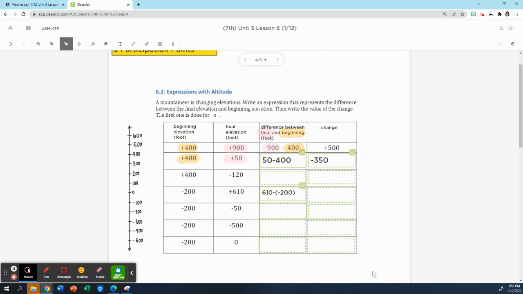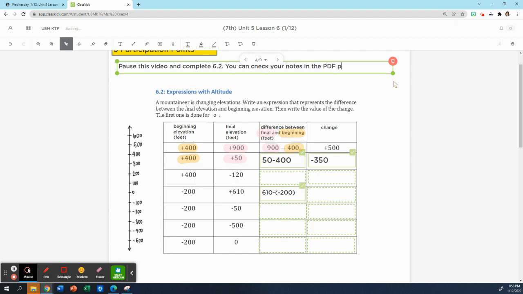I want you to go ahead and pause this video and complete 6.2. You can always check your work in the notes that are posted in today's folder. So pause this video and complete 6.2. You can check your notes in the PDF posted in today's Schoology folder.